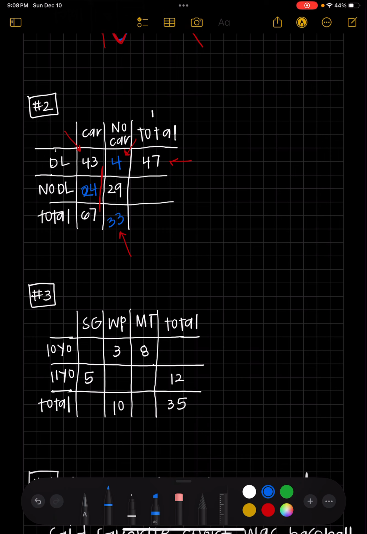And to do that, we add. So to find the total amount of people that have no driver's license, I would do 24 plus 29, and I get 53. So the 53 should go right in here.